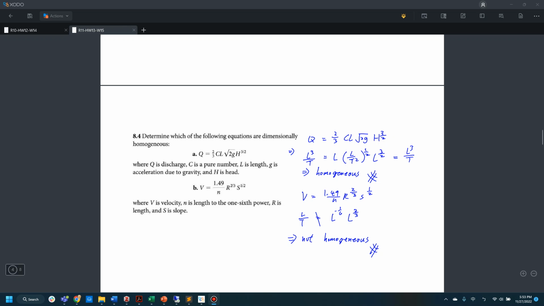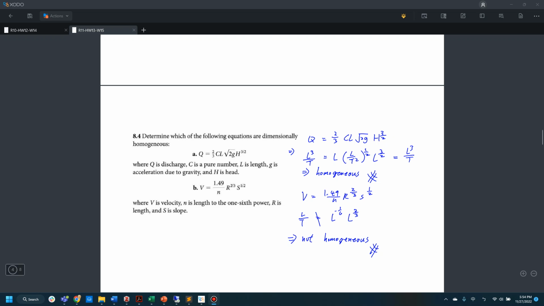Q has the units cubic meters per second, so it's length to the power of 3 divided by time. Similarly, you can write the terms for the right-hand side. 2/3 is a constant, C is just a pure number with no units, and L is a length. The square root of 2G, where G has the dimension L divided by T squared, has the power of 1/2.